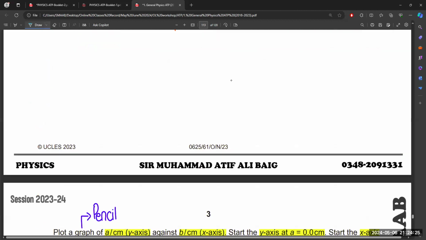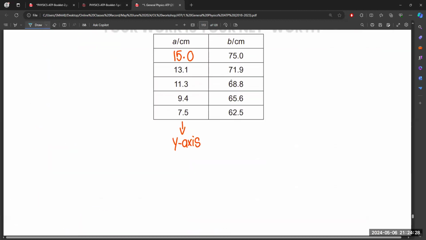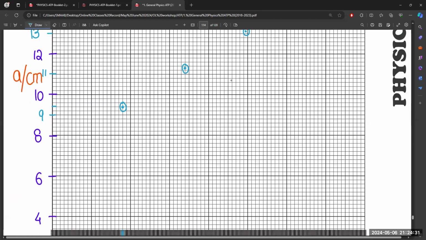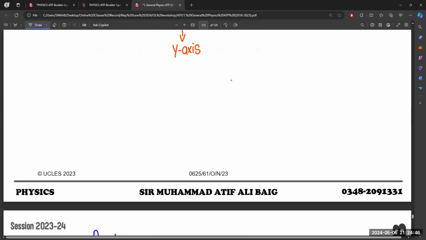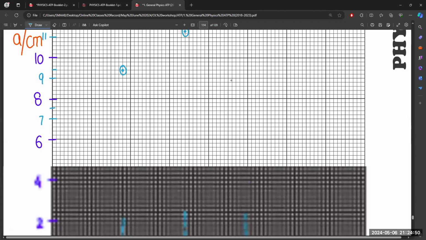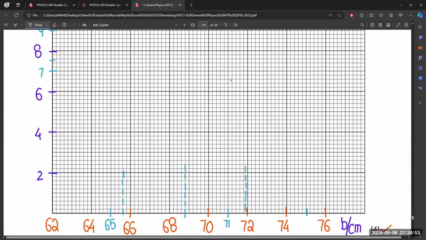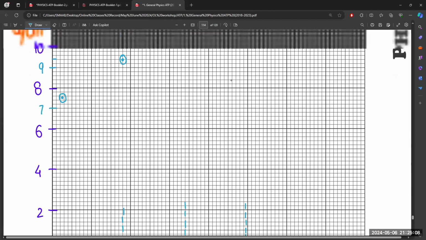And the final point, 7.5, 62.5. 7, this is 7.5 and 62.5. 62, 64, 62.5. 2.5. So this is the graphical representation, right?